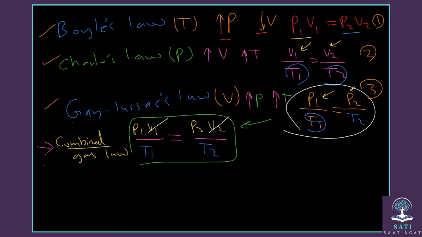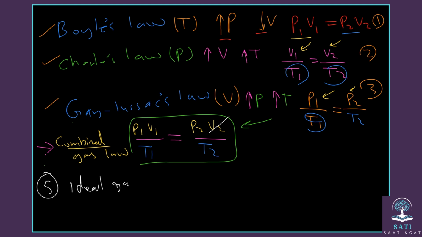So now, as you see, we understand what Boyle's law, Charles' law and Gay-Lussac's law are, and we also understand what the combined gas law is. Okay, we have a fifth formula here. I'm going to write it, which is called the ideal gas law. It is P times V equals N times R times T.